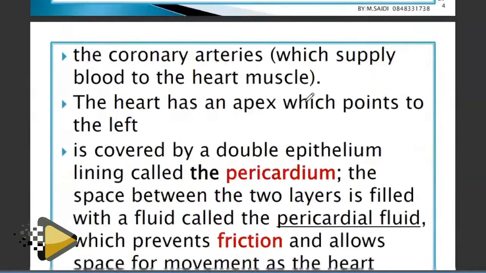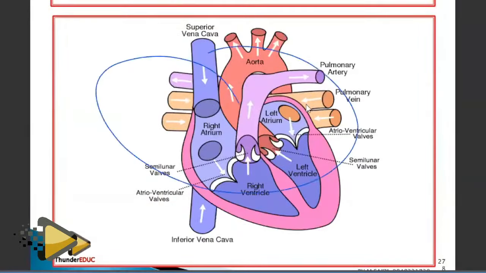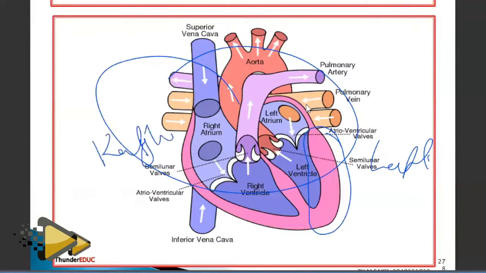And then you have to know the heart itself. When I'm teaching this, do you think that we can skip a question: why this side, the left, is thicker than the right? Do you think so?